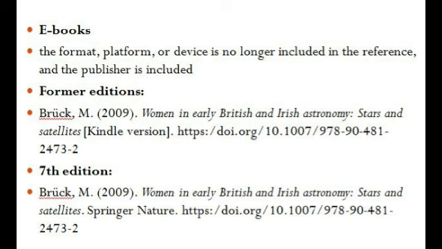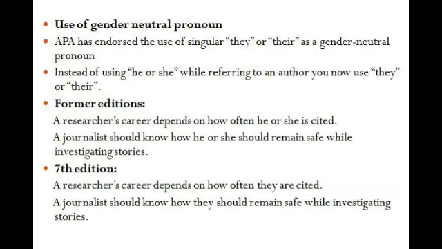Use of gender-neutral pronoun. That's another major change that the 7th edition has brought. The APA reference style has endorsed the use of singular "they" or "their" as a gender-neutral pronoun. So this endorsement is now contained in the 7th edition, which is of course the newest edition of the APA referencing style. Instead of using "he or she" while referencing an author, you now use "they."